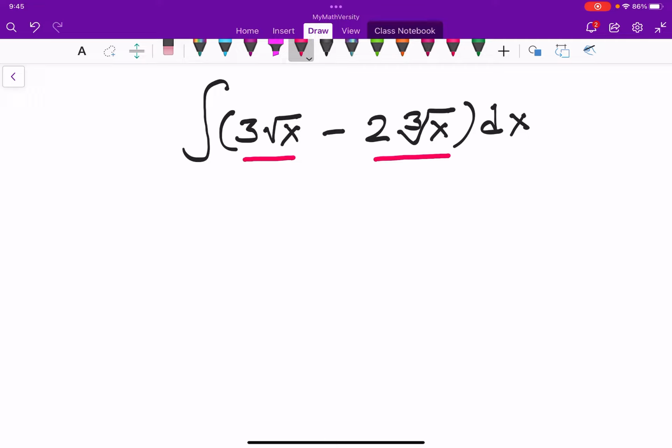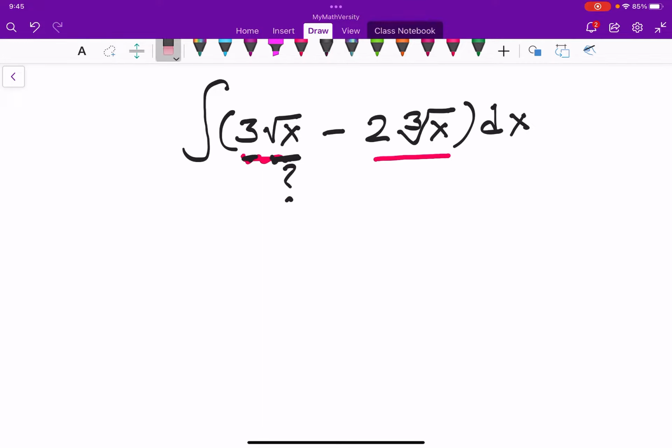So if that is the case, let's just focus on the first term here. There is a 3, which is a constant, multiplied by square root of x. So we can use what rule? Constant multiple rule, right? So to find the antiderivative, we just find the antiderivative of square root of x and multiply by 3. But what is the antiderivative of square root of x?